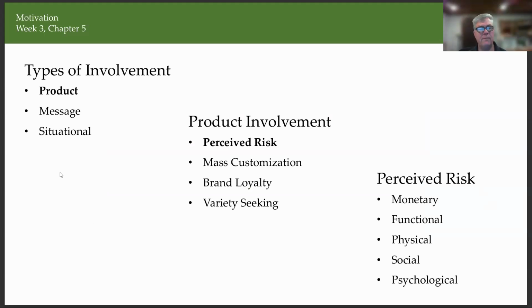Types of involvement. You have the product. Product involvement is perceived risk, mass communication, brand loyalty, variety seeking. You have perceived risk as you flow down the chart. Perceived risk can be monetary, functional, physical, social, or psychological. There are all kinds of risk factors in a consumer's purchase decision for a product or a service. These are the evaluation factors that guide consumer behavior.